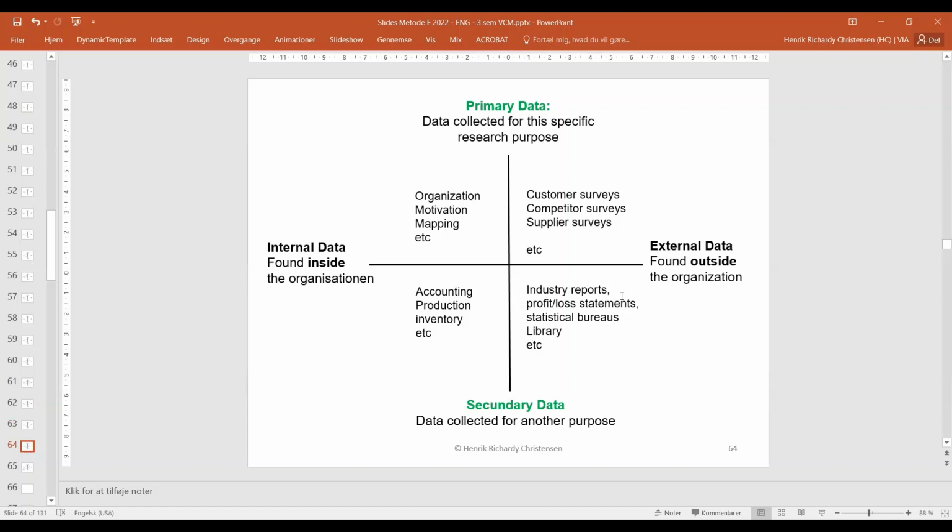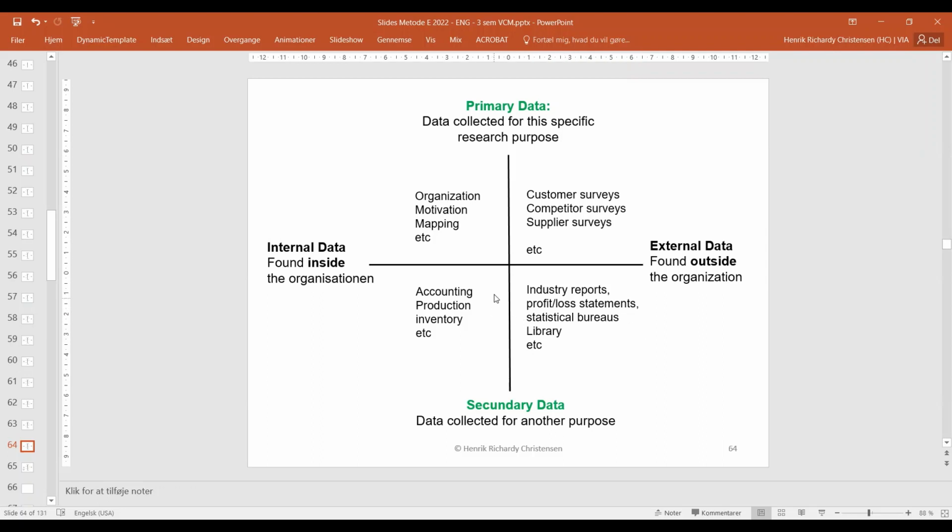Now, these quadrants are a way to structure data, and it's important that you remember where data come from, because if they are external and secondary, then make sure that you check up on the sources. How have these investigations been done? Are they quantitative, qualitative? What kind of object did they investigate, etc., to make sure that you understand the results they come up with in the correct way.